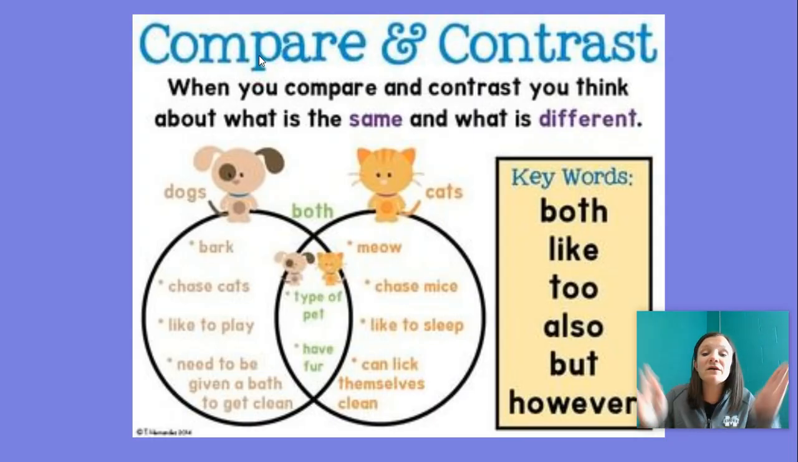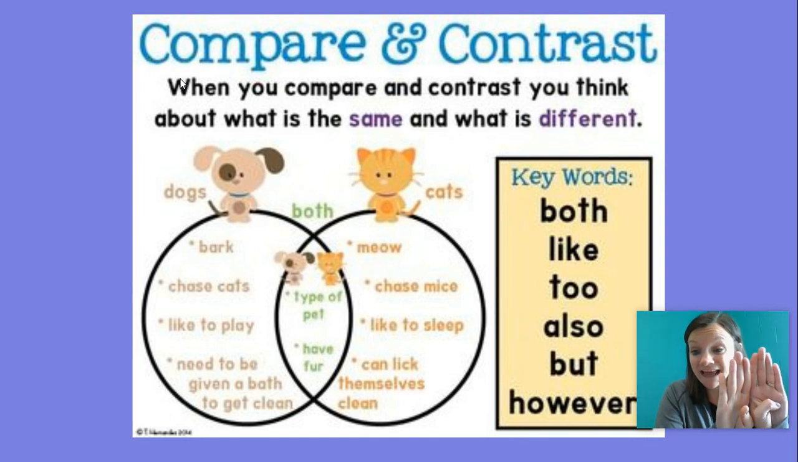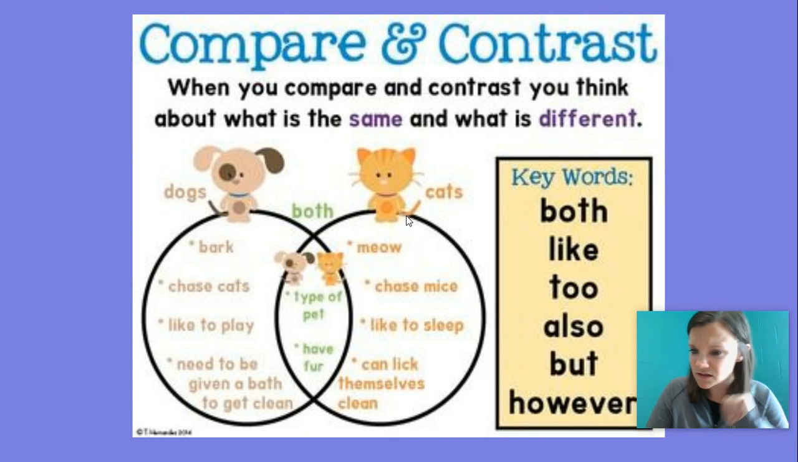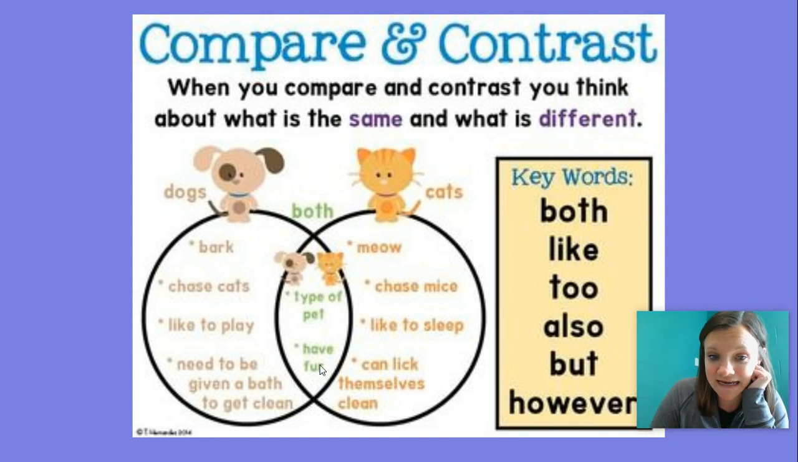So comparing, contrasting, here's a nice poster that we can look at in an easy way to understand how to compare and contrast two things. I'm reading right here. When you compare and contrast, you think about what's the same and what is different. Y'all know I love cats, right? But I also love dogs. So I drew a little Venn diagram showing how cats are the same and how they are different. This is called a Venn diagram.